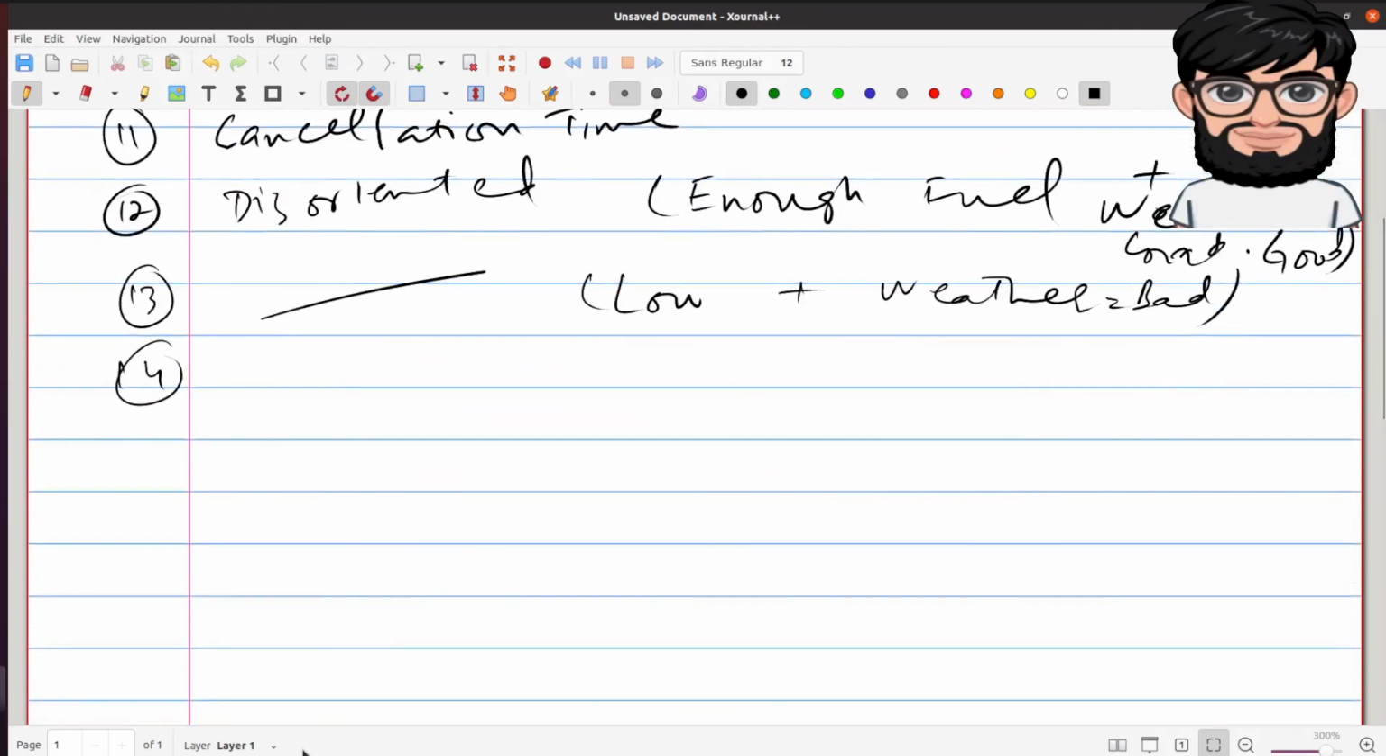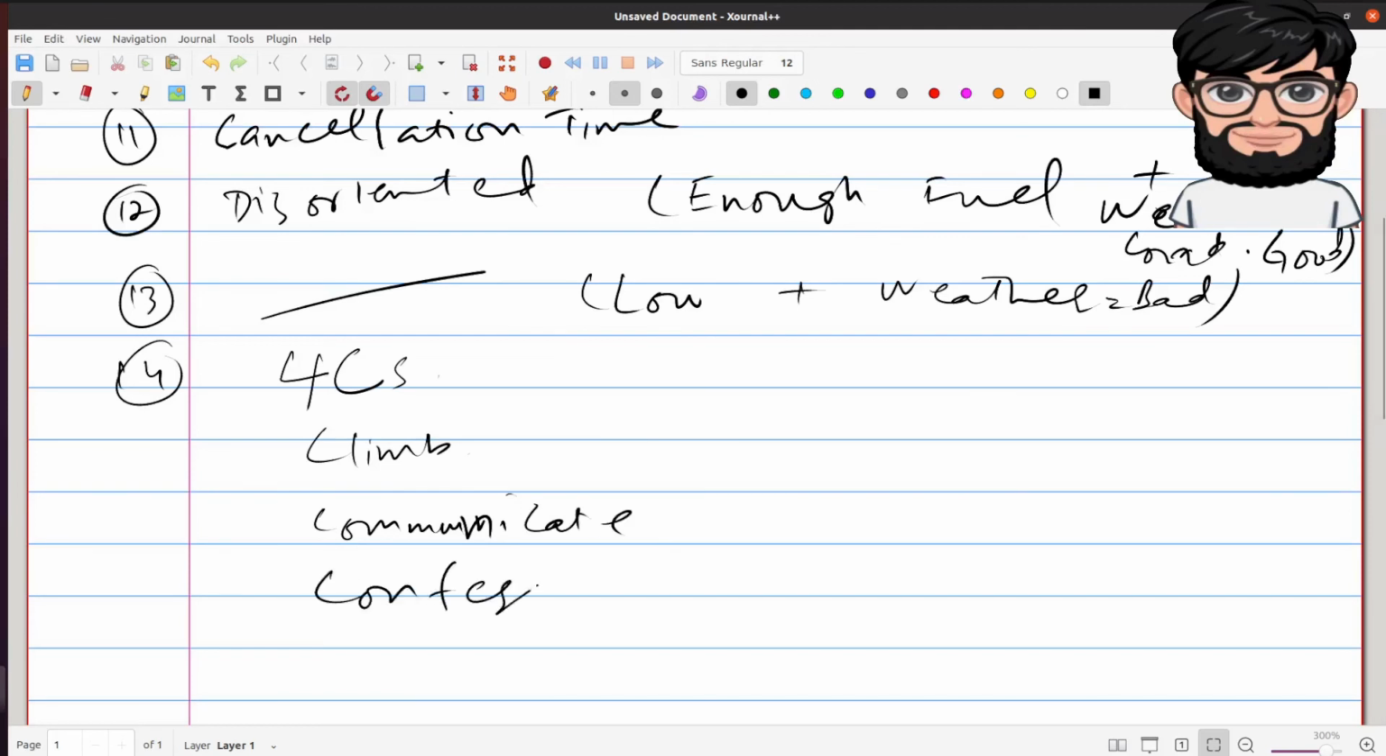So let's say if you are not able to locate your position, what action should you take? Remember the FAA recommends the use of the 4 C's. What are these 4 C's? First one is climb. Second one is communicate. Third one is confess. And the fourth one is comply.